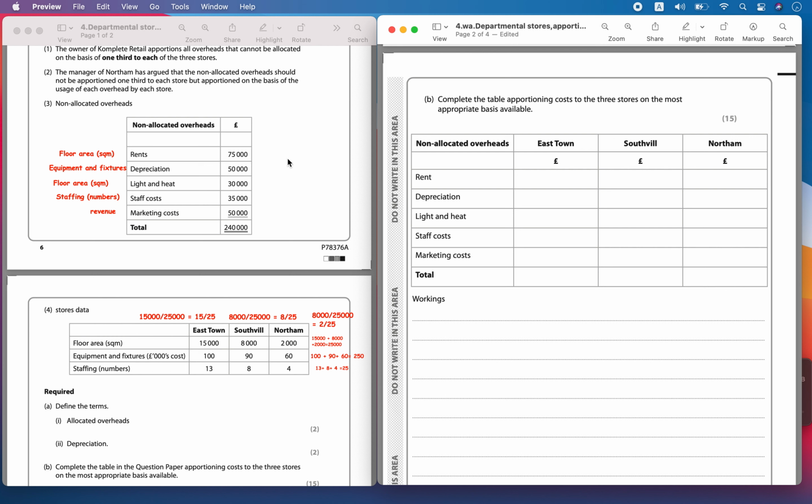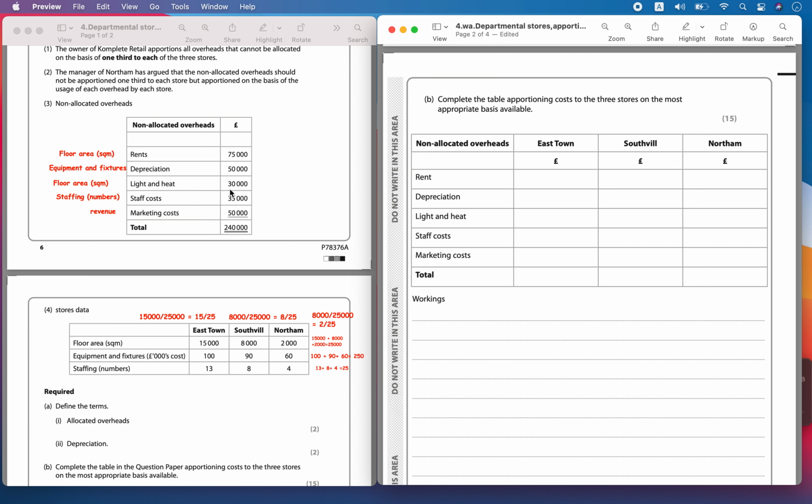First you should know that rent is usually apportioned by how much space or floor area a particular department occupies. Then depreciation: this entire cost I have to split between the 3 departments. I will use how much equipment and fixtures each department owns, and based on that I will apportion the expense to that department. This will be in some ratio, and the entire cost is going to be split.